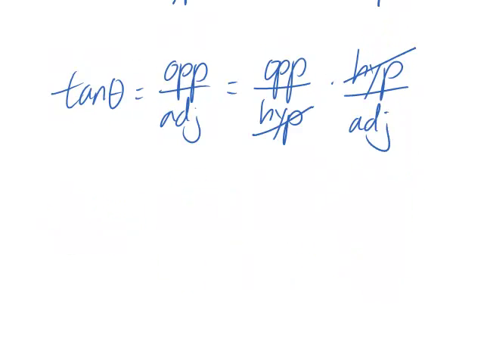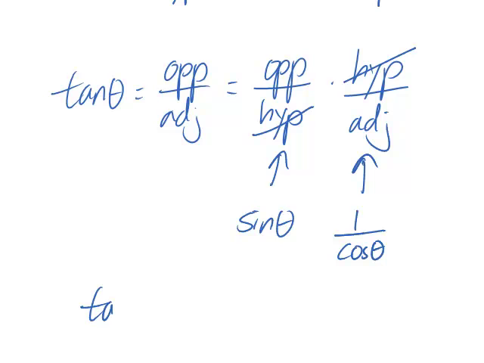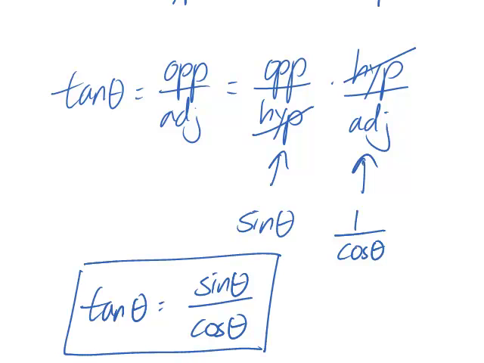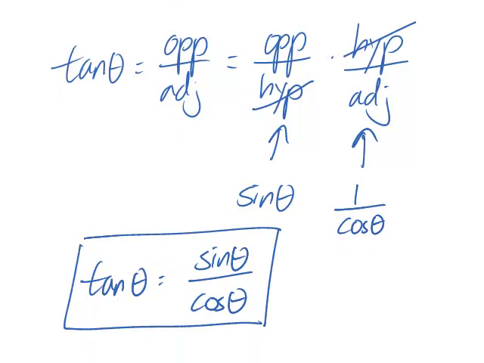But remember, the opposite over hypotenuse is sine theta. And hypotenuse over adjacent, that's like upside down cosine. So that's 1 over cosine, or if you want to use the new fancy word, secant. So really, tangent of theta is sine times 1 over cosine, or sine divided by cosine. And I think you probably know this already from regular right triangle trigonometry, but if you didn't, really useful.